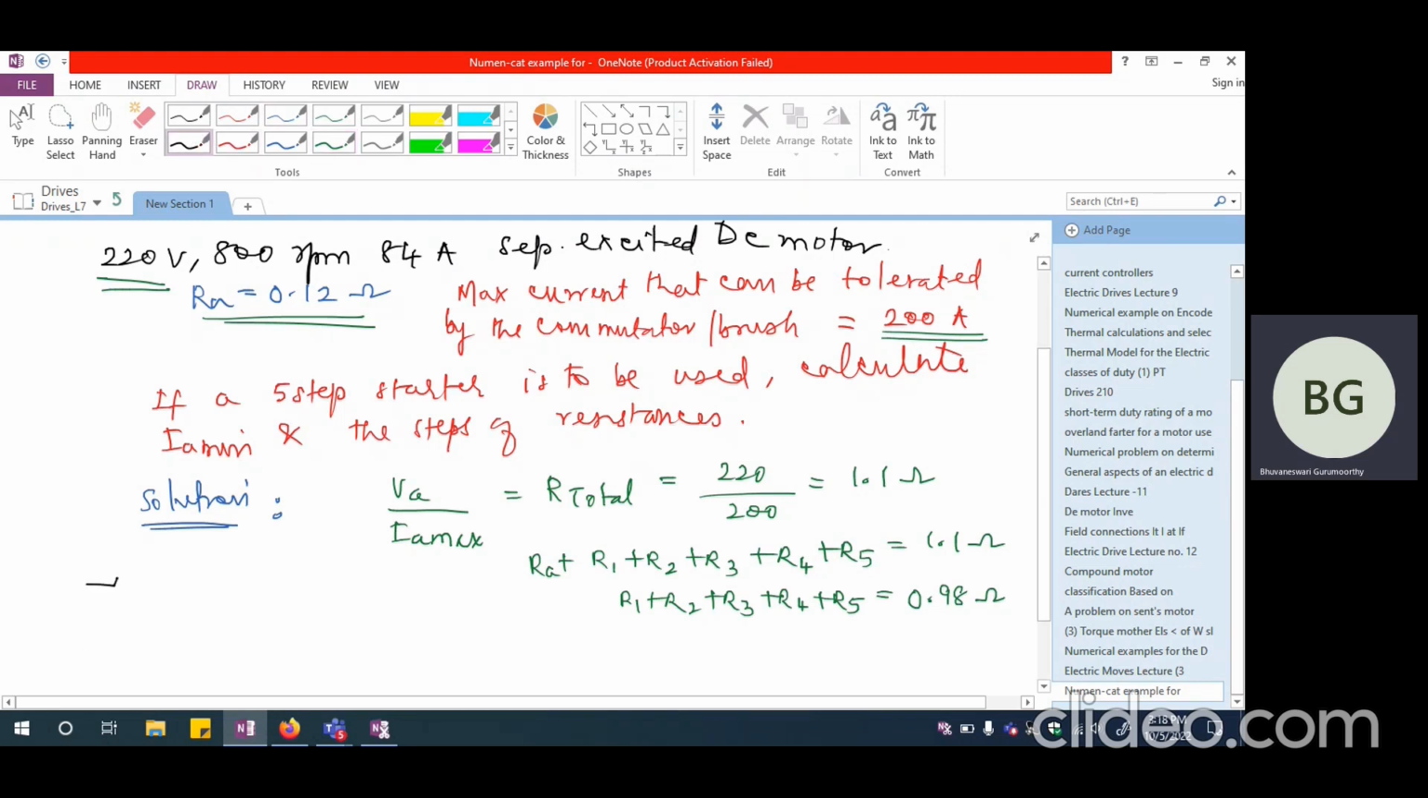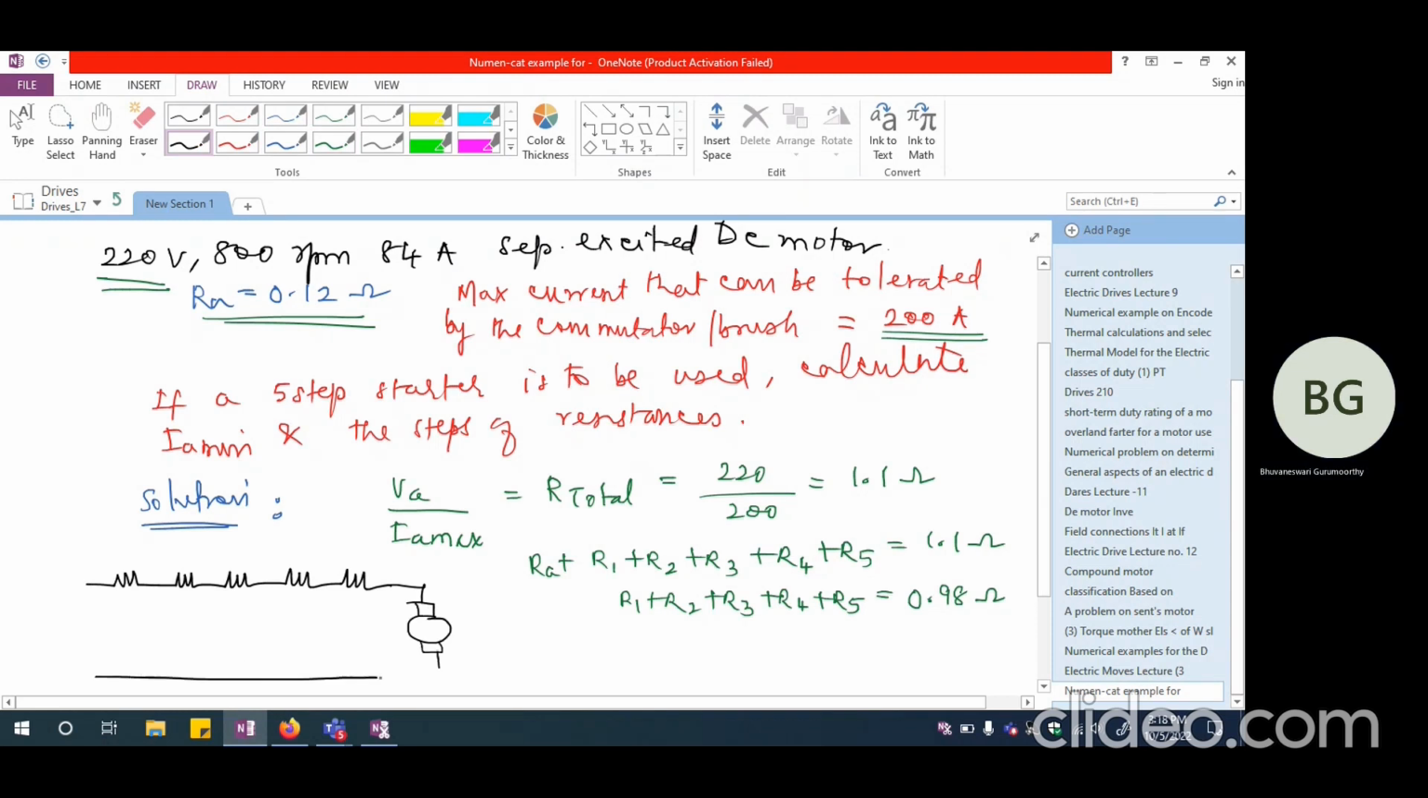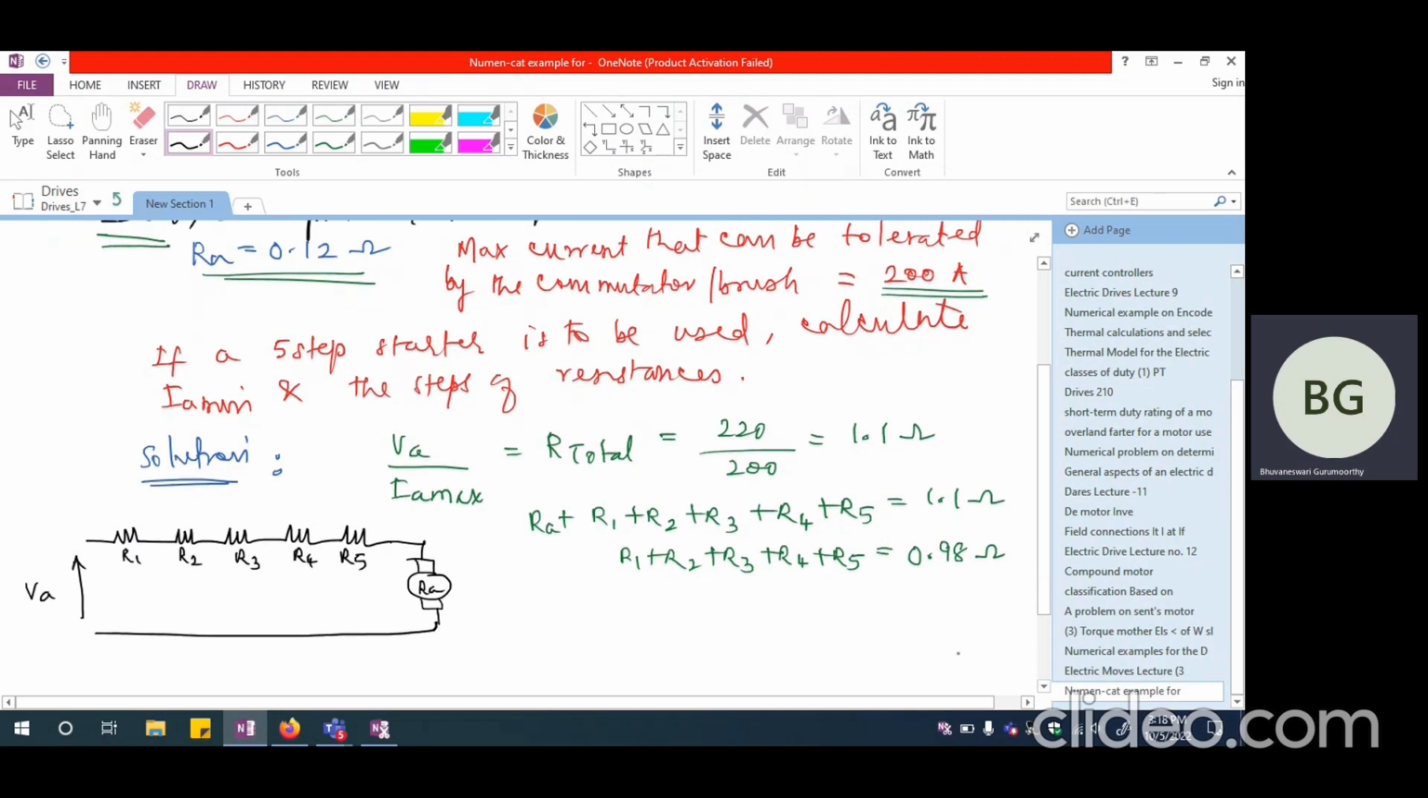So I have to show it somewhat like this. I'm going to have R1, R2, R3, R4, R5, and then the armature connected here. Okay. So this is going to be R1, R2, R3, R4, and R5. And I'm going to connect VA voltage source here, which is 220 volts. And RA is the inherent resistance of this particular armature.